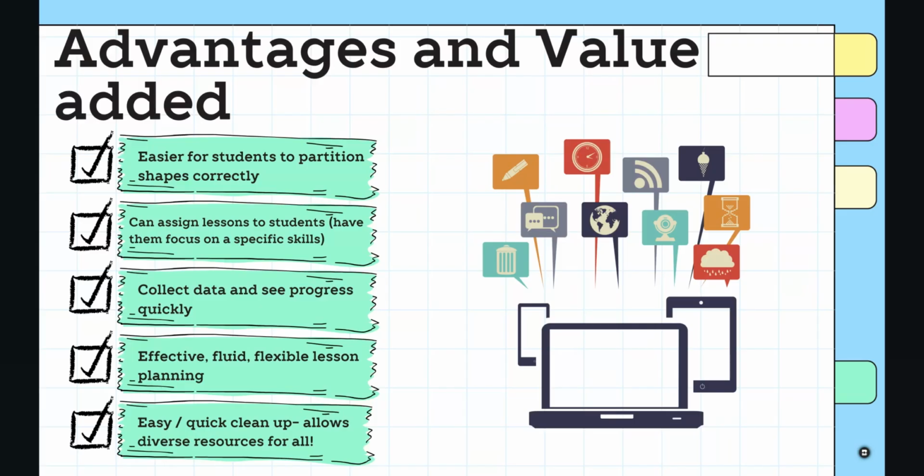With SplashLearn, we can assign lessons to students. So once they get on the computer, they have a specific to-do list. SplashLearn also collects data very quickly, so we can see real-time data and we can see their progress quickly. This allows us to have fluid, flexible, and effective lesson planning for both whole group and small group interventions. And with the added benefit of technology, it allows for faster cleanup and faster transitions, and that gives us more time actually using the tools.